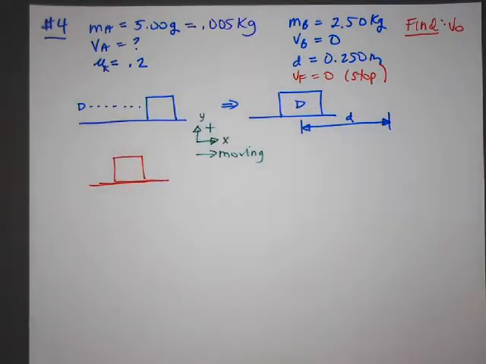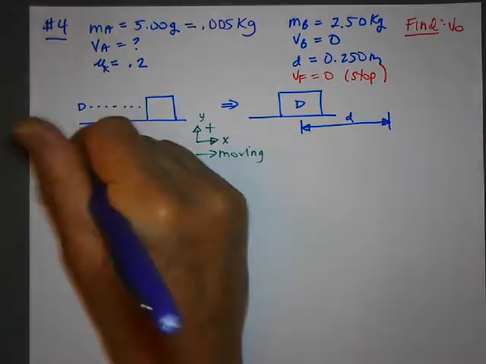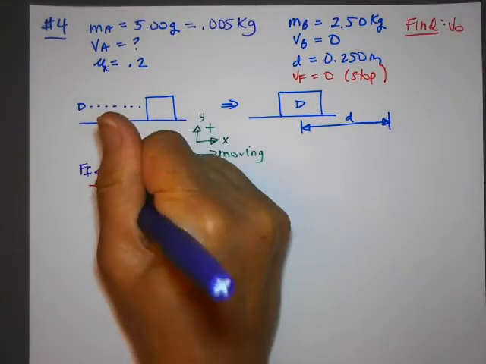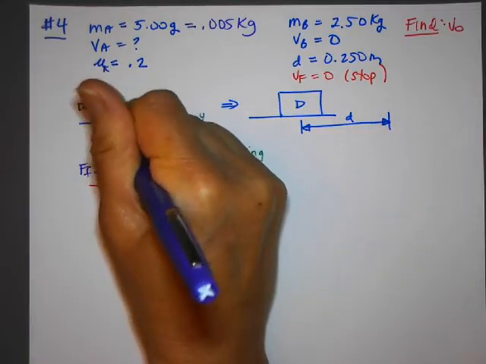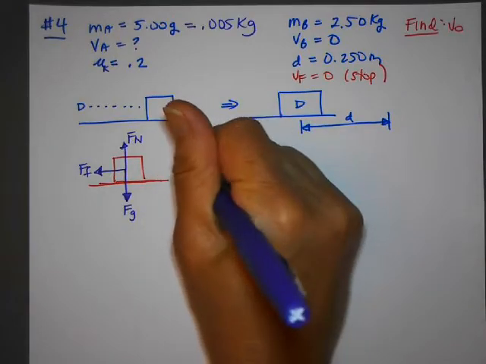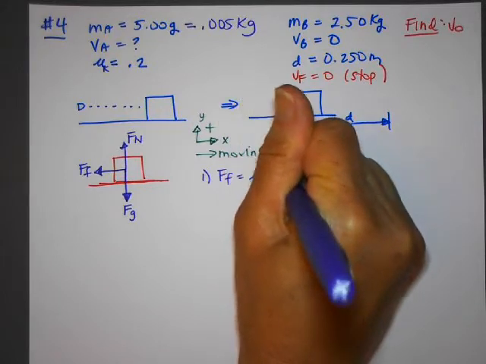Well, if the block is moving to the right, that means that friction is going in the direction opposite the direction of motion. My weight is going to act down, and my normal force is perpendicular to the surfaces in contact, which just goes straight up. So that makes it kind of easy. So what am I going to do? First of all, I know the frictional force is equal to mu times F of n.